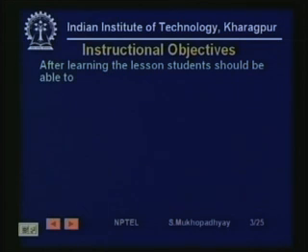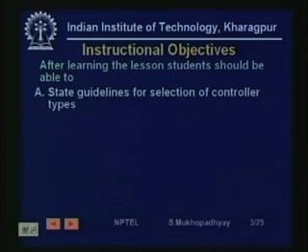Before we get into the business proper, let us first see what the instructional objectives of the lesson are, as is the usual practice. As we state in every lesson, after learning the lesson, the student should be able to firstly state guidelines for selection of controller types. When I said PID controller, I actually mean a class, that is, three classes of controllers: P control, PI control, and PID control, which are most often used in the context of industrial automation. So the student should be able to select one of these types.